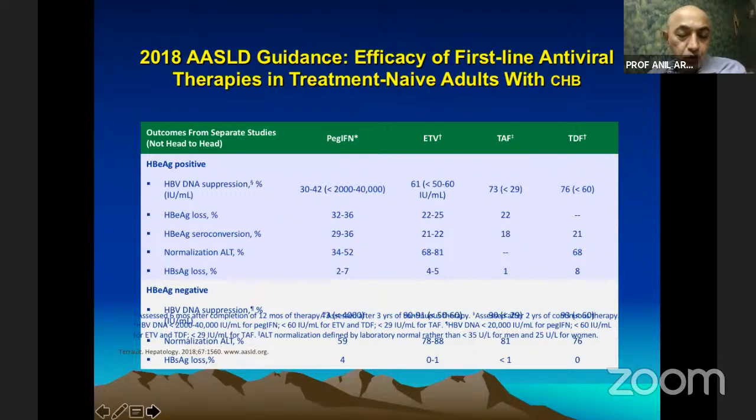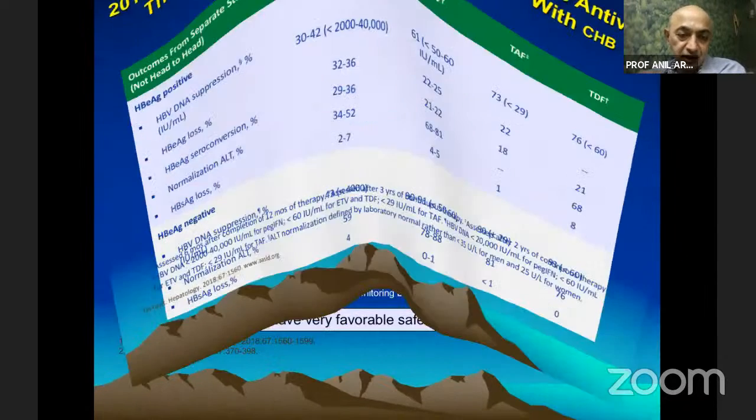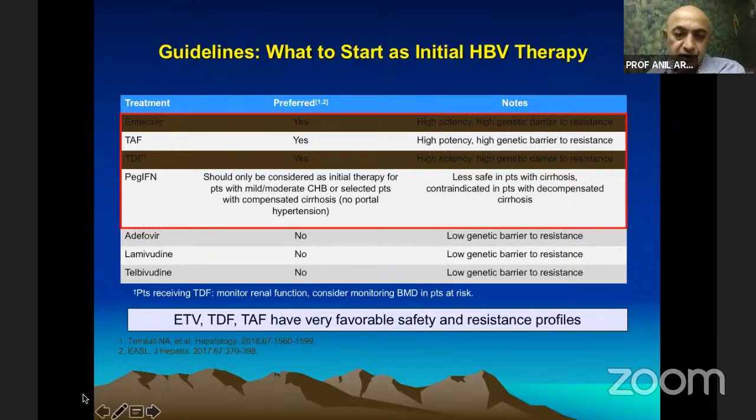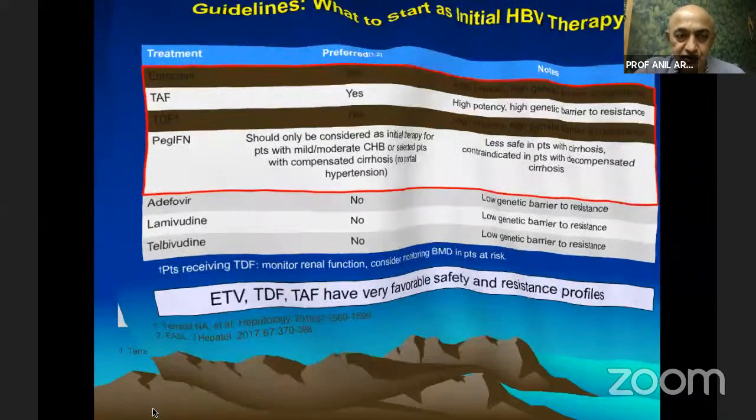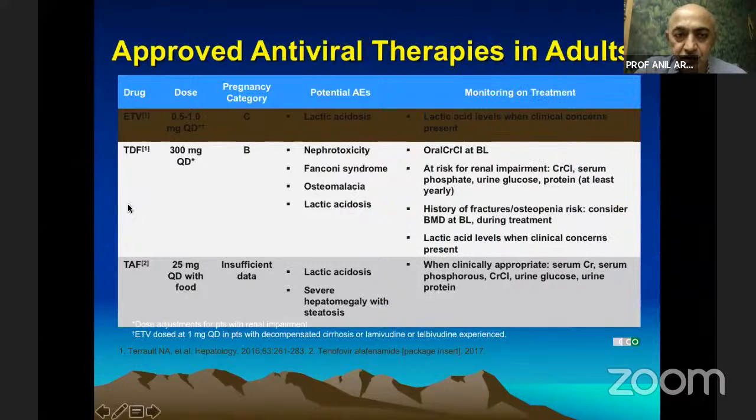Mind you, we have no reason to be using drugs like lamivudine, adefovir, and telbivudine. These are drugs which have a low genetic barrier to resistance. They produce a lot of problems in treatment of hepatitis B, and they are outright out. So what do we have today? We have TAF, and these drugs should not be given. Please remember that if you're using adefovir, lamivudine, and telbivudine, you're not doing a good service to hepatitis B patients today. So you're left with 3 drugs: tenofovir, TAF, and entecavir.